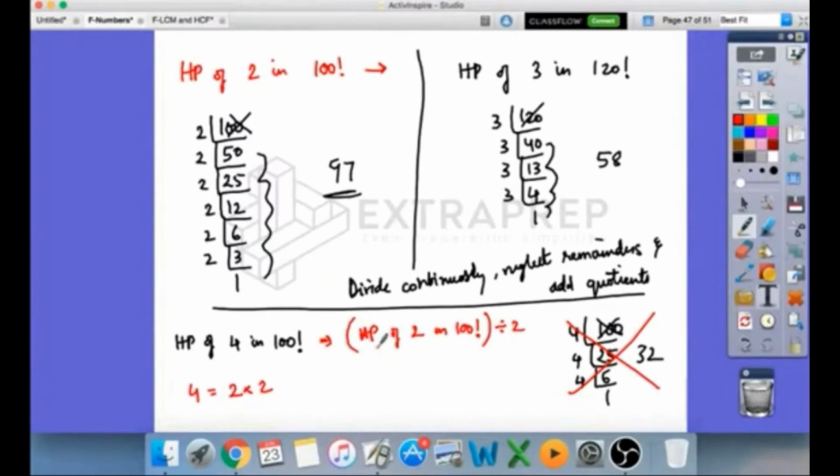Because if I have 12 2's with me, how many 4's can be formed? 6 4's can be formed, okay? If I have 20 2's with me, 10 4's can be formed. If I have 25 2's with me, 12 4's can be formed. The other 2 which is left cannot be of any use, okay? So you'll just have to divide by 2 and take the quotient. You don't bother about the remainder, okay? Take the quotient. So we know that the highest power of 2 in 100 factorial is 97 because we already calculated that. So 97 divided by 2, the answer is what? 48. So 48 is the highest power of 4 in 100 factorial.